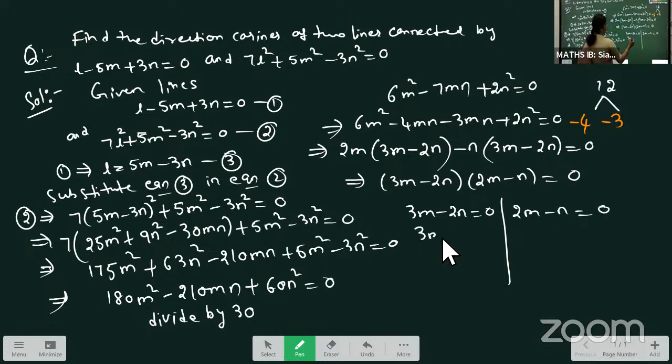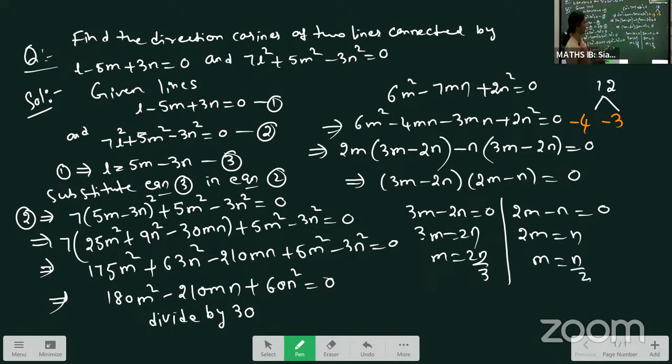So from here, 3m is equal to 2n, m is equal to 2n by 3. And here 2m is equal to n, m is equal to n by 2. We got two different values of m. In the same way, by taking m, you have to find the l and n values. Go to equation 3 and substitute. Take case 1 and case 2. First, case 1. What is our case 1?